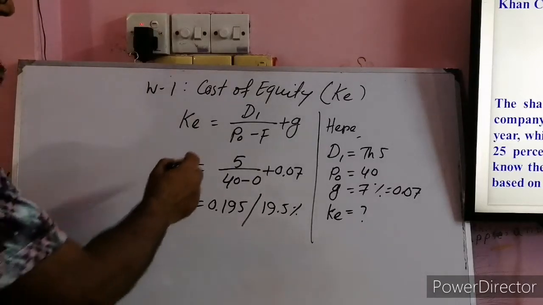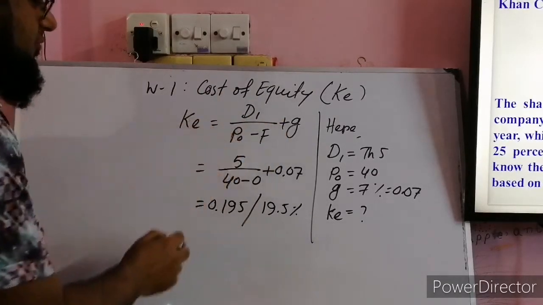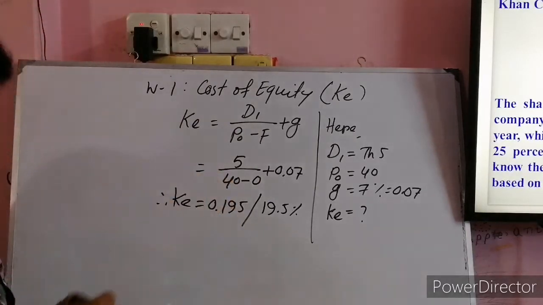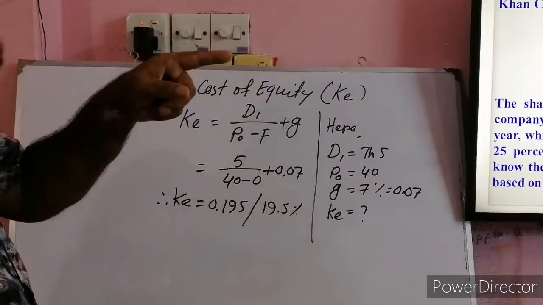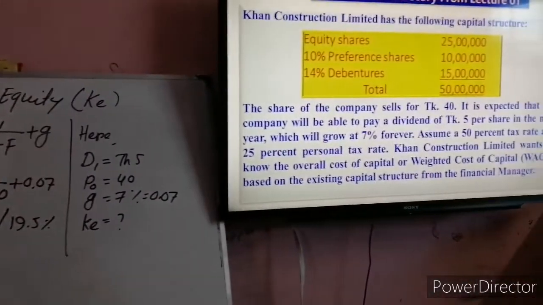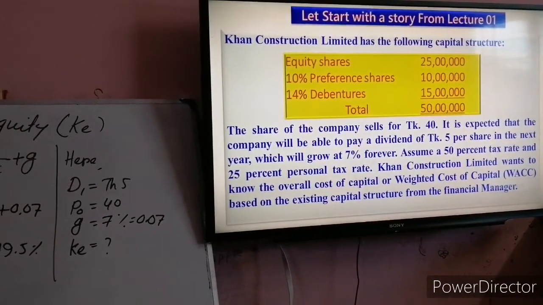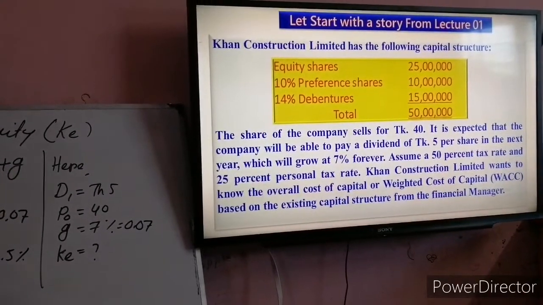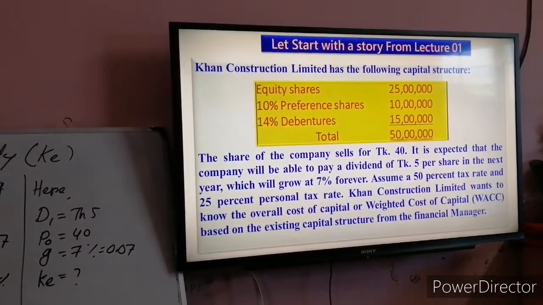So we have data in the question, applied in the formula and find KE equal to 9.5%. Next thing, there is 50% tax rate given in the question. No information other than tax rate 50%. So what should we do?